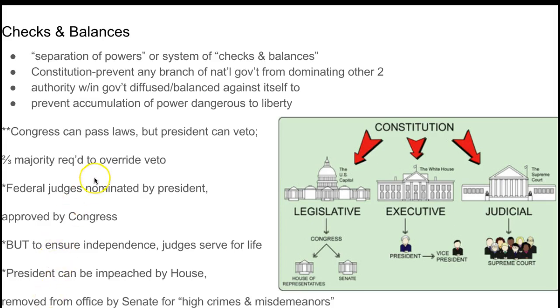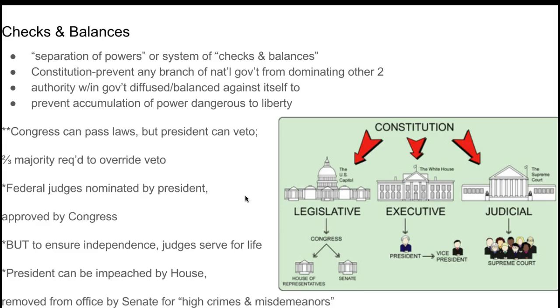One of the good things is that Congress could pass the laws, but the president can veto. The other thing is that if Congress didn't agree with the president's veto, you could have a 2/3 majority to override it. So the president could veto it, but if the Congress felt very strongly about it and could get up the votes of 2/3 majority, they could override his veto.